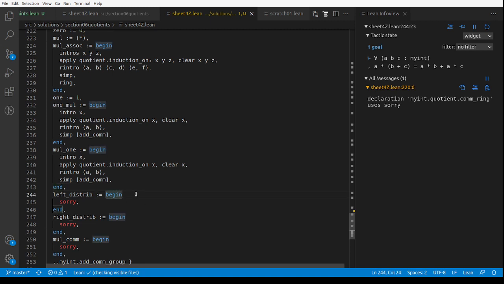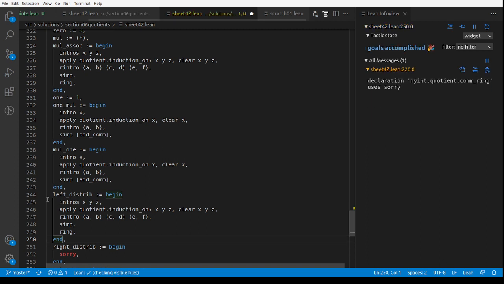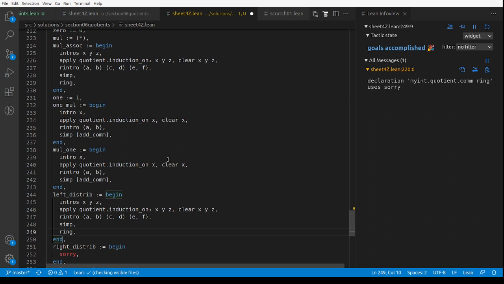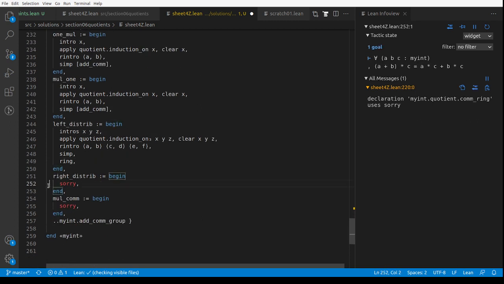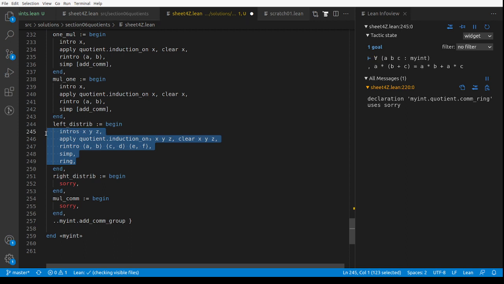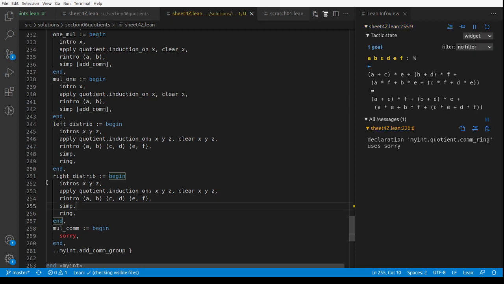What's left_distrib? That's got three variables. So let's try the mul_assoc proof because that had three variables as well. Boom. That has worked. What did simp do? There you go. Simp brought it down to that, and then ring finished it. Right_distrib will be the same thing. Oops. Right_distrib will be this. There, does that work? Yep.